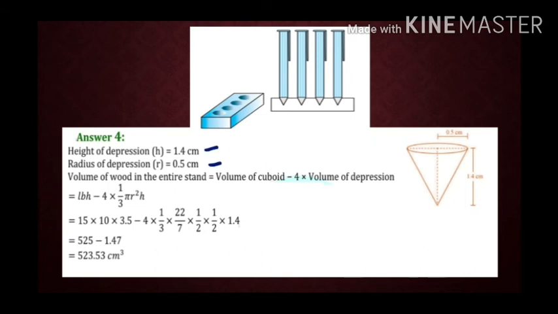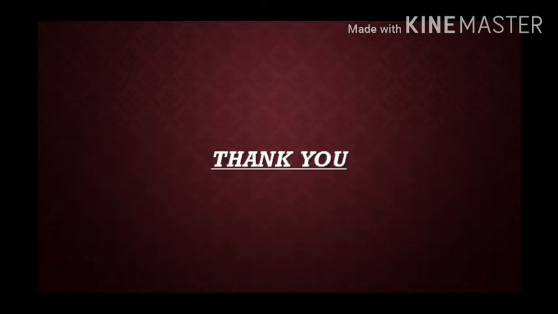All the data are given here. Volume of the wood in the entire stand is volume of cuboid minus 4 into volume of depression, or 4 into volume of conical depression. So, the volume of the cuboid is L into B into H, and the volume of depression is 1/3 pi r square H, where this H is equal to 1.4 centimeter. Now, just put the values into the calculation, it will be 523.53 centimeter cube. So, this was the last question for today's video.